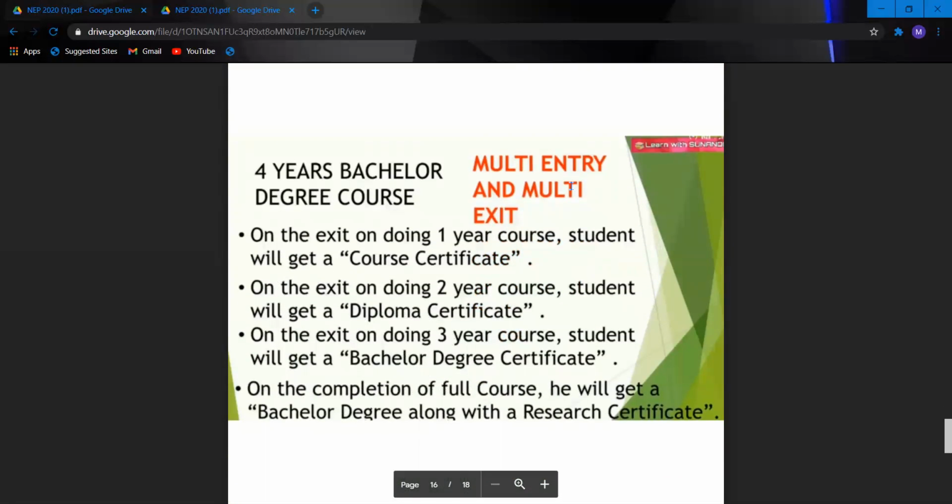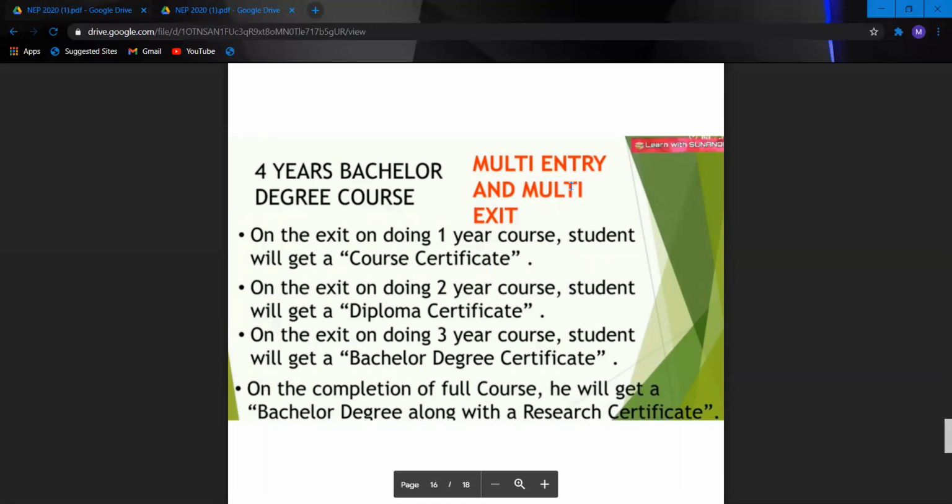And moving on to the bachelor degree, a 4-year bachelor degree course will be implemented. It means a multi-entry and multi-exit facility will be there. On exiting after the first year of the course, the student will get a course certificate. On exiting after a 2-year course, the student will get a diploma certificate. And on exiting after a 3-year course, the student will get a bachelor degree certificate.